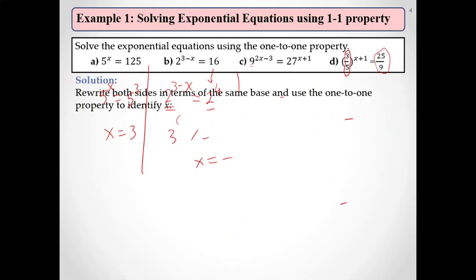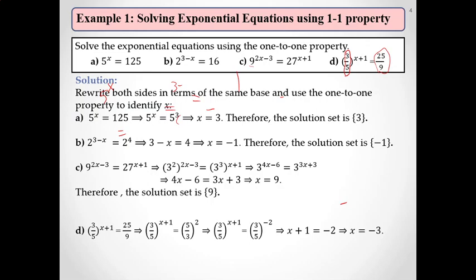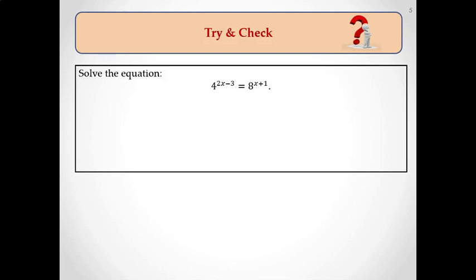Okay, let's see how it goes here in the slides. Yes, as we did, it's the same. Now let's solve this next exercise. 4 and 8, you can write as 2 squared and 2 cubed, since we want to write them in the same base. And then we multiply the powers here: 4x minus 6 equal to 3x plus 3.